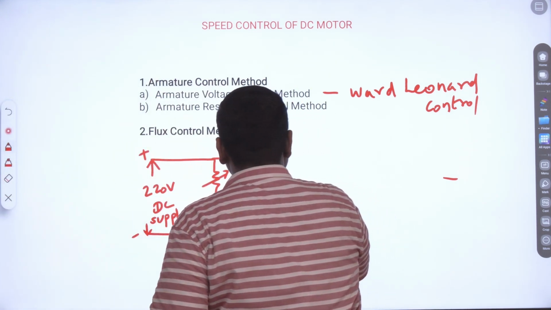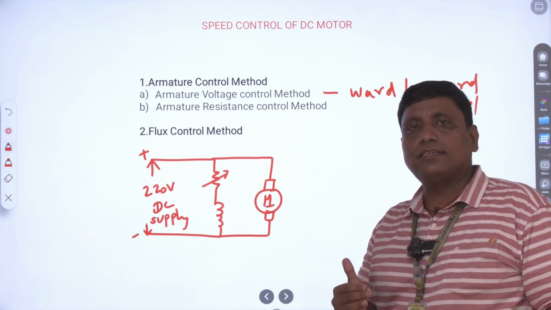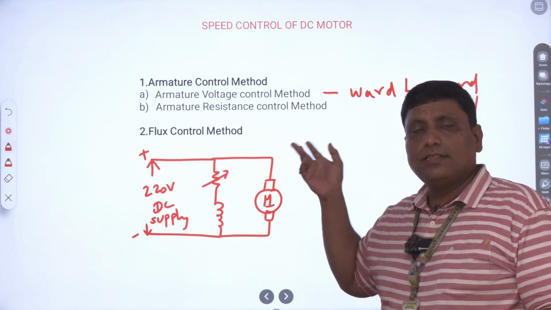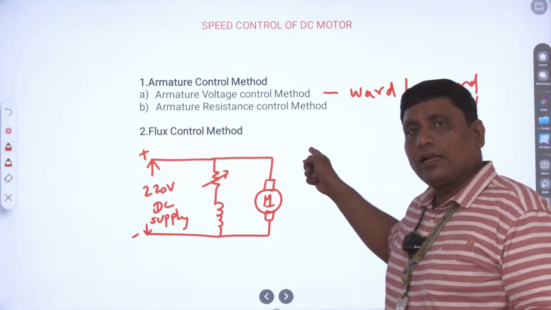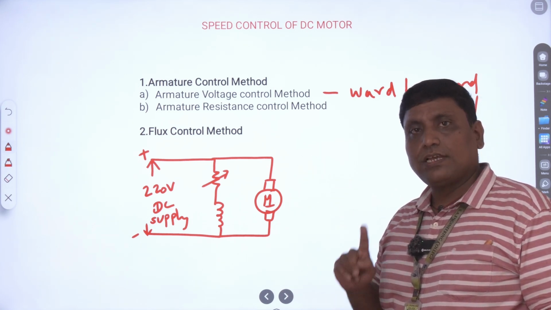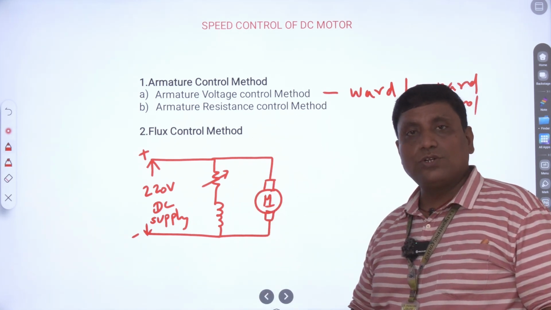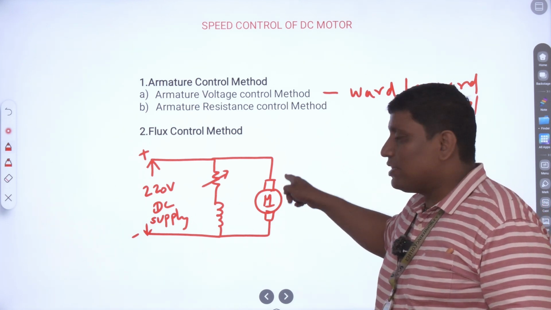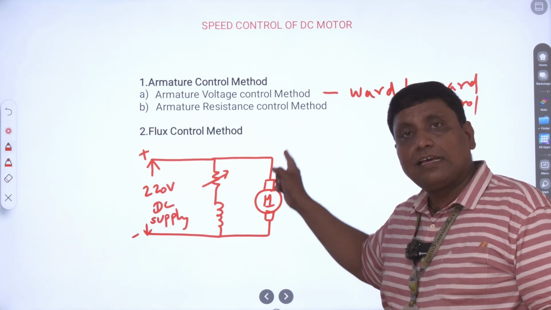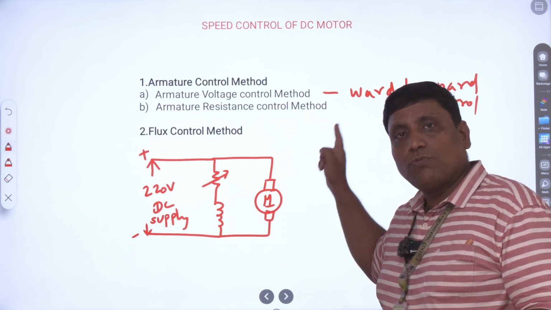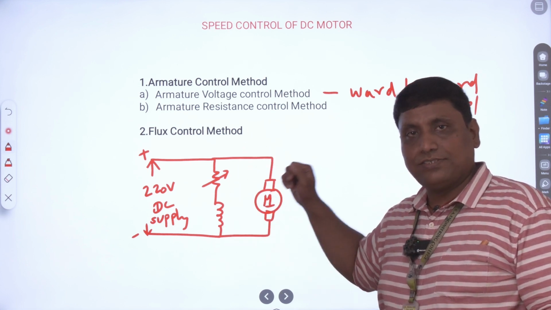So what is the difference between armature resistance control and flux control method? Control in the sense of adding the resistance, right? The resistance only creates the control. Clear? Either it controls current through the armature or it controls current through the field winding. In armature resistance control method, the external resistance controls the current through the armature so that it will affect the back EMF value EB. So back EMF and speed are directly proportional, so speed is also decreasing.